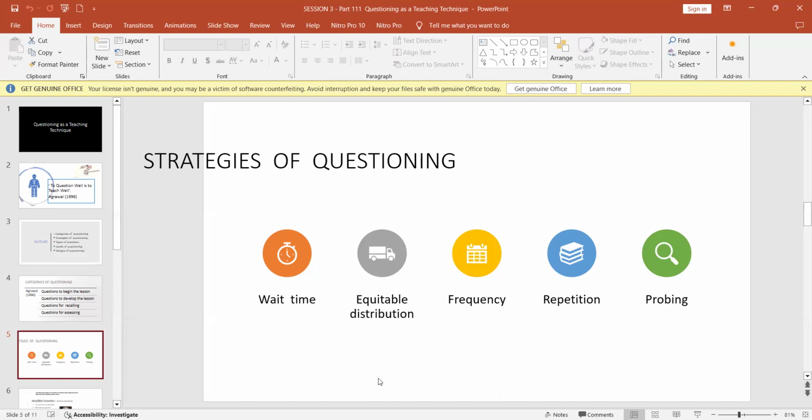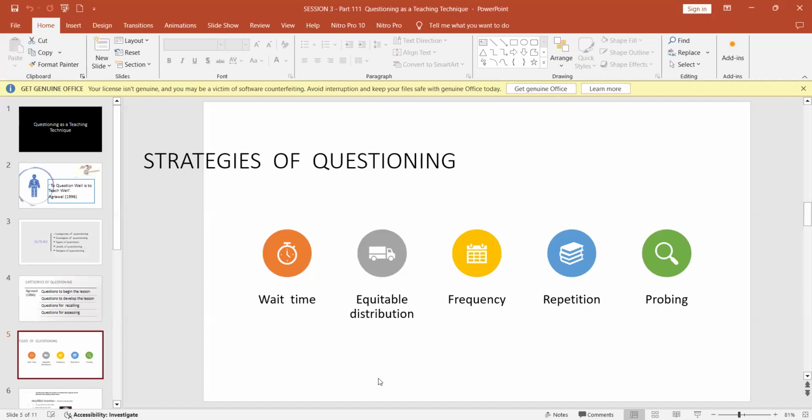Otherwise, you tend to, like all human beings, go to those who know the answer all the time, the good ones raising their hands and giving the answers, and they are the only ones responding to you. The others are neglected, ignored. You can't do that in the class. So make sure that as much as possible you try to distribute the questions equitably among the students. You rightly said, very good, as Buddhika said.